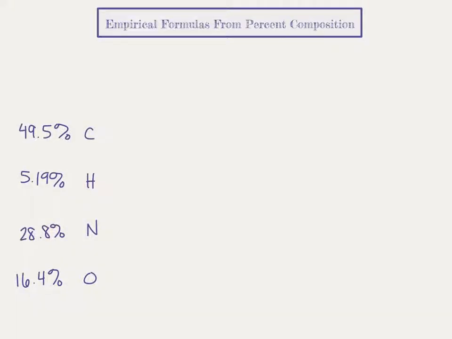In our last video, we had a scenario where some college kids had a white powder found in their dorm room. We found that we had 49.5% carbon, 5.19% hydrogen, 28.8% nitrogen, and 16.4% oxygen. Now that's all well and good, but it's much more interesting to find out what exactly that chemical is. To do that, we need to find its empirical formula.